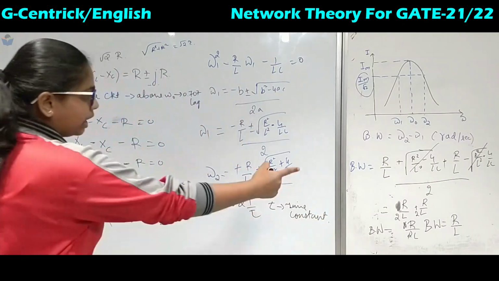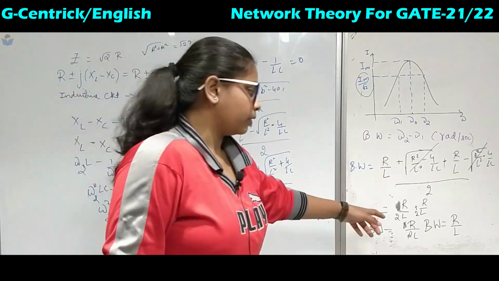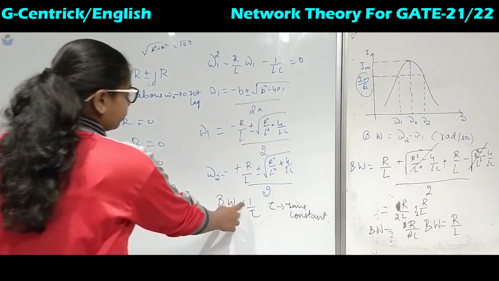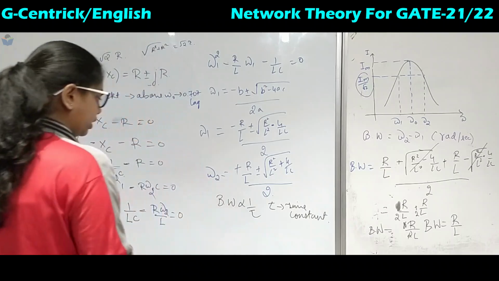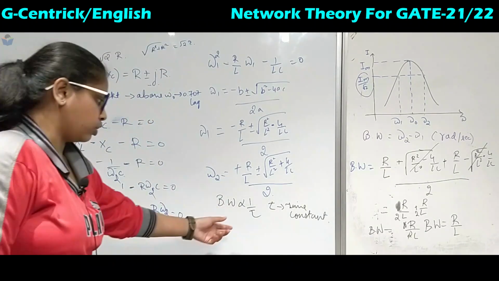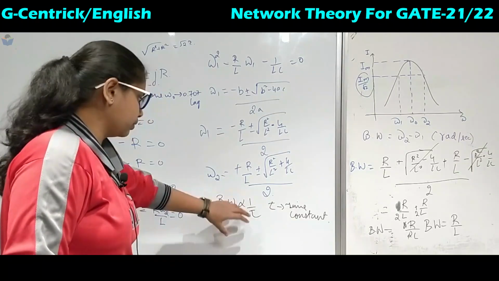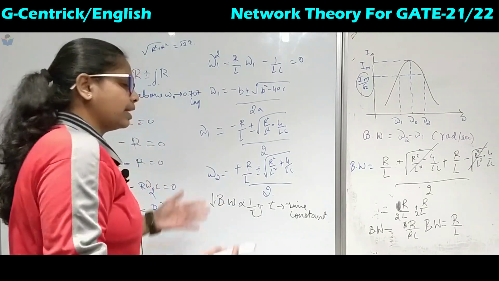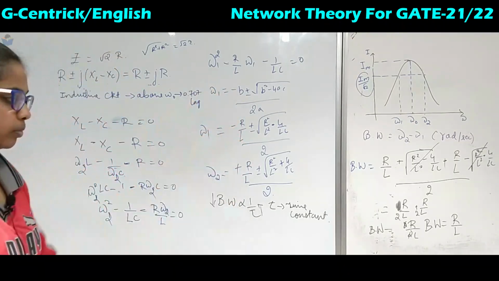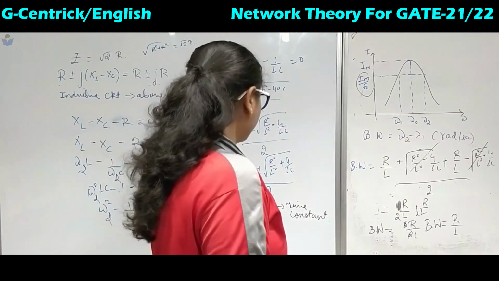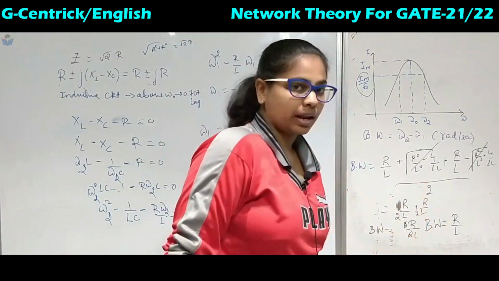So now this is R by L, which we have got here. Basically the time constant will be L by R, which is why we have taken it as 1 over T. So bandwidth will always be inversely proportional to the time constant. If you have a larger time constant, then it will have less bandwidth. It will keep on squeezing. Alright, so this was about the bandwidth with respect to the terms R and L.